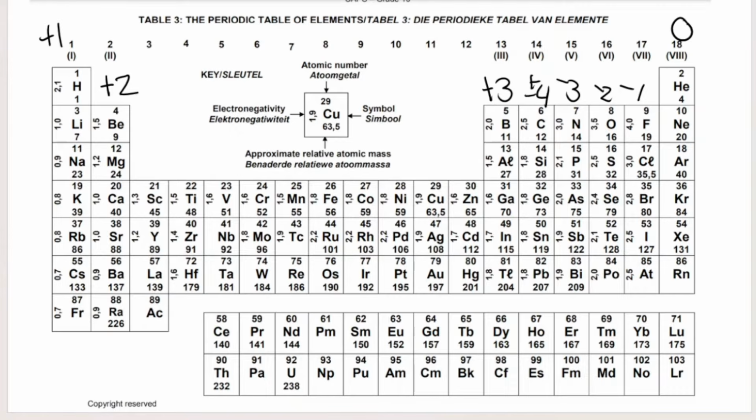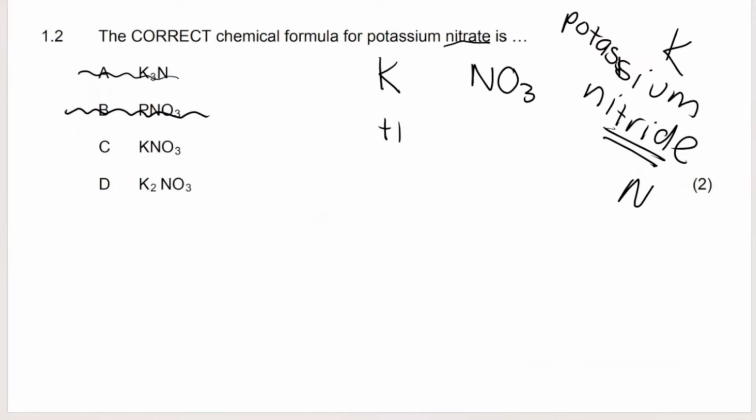And nitrate is a polyatomic ion. And you should know that the nitrate ion has a charge of -1. You need to learn the charges of your polyatomic ions. Remember, when we form a compound, it must be a neutral compound, so the charges must equal 0. +1, -1, yes, that gives me 0, so therefore it's KNO3, which is option C.